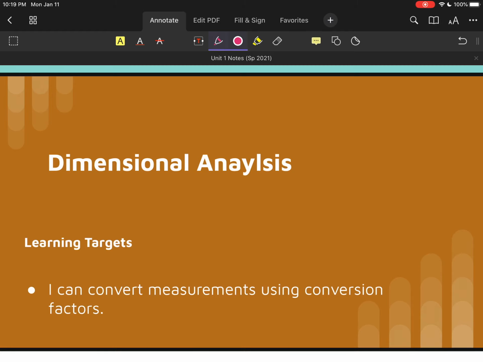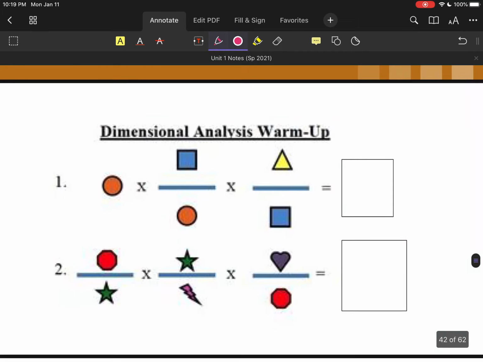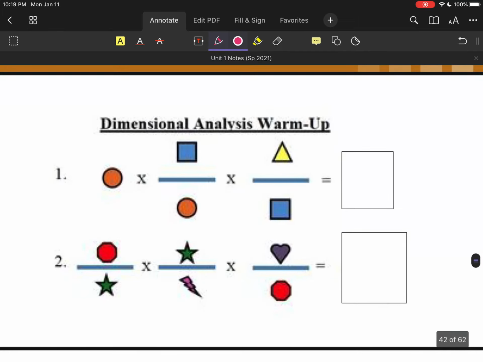So just like in the metric SI unit lesson, you practiced using the ladder method where you move the decimal. This lesson is actually going to cover a different way to convert between units. Before we start, I just want you to take a look at number 1 and see if you can figure out what's going to go in this square here.